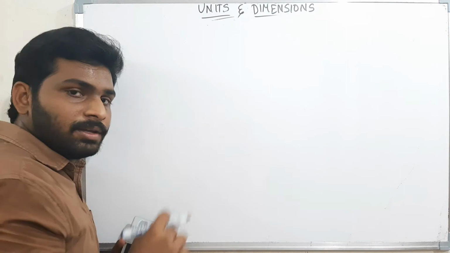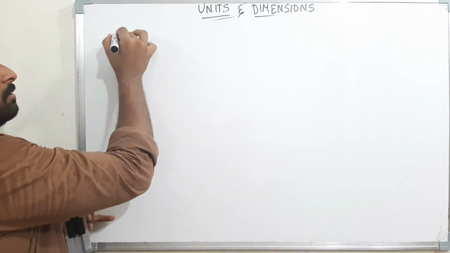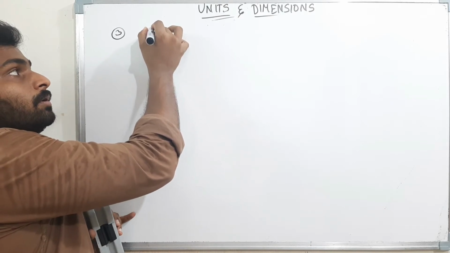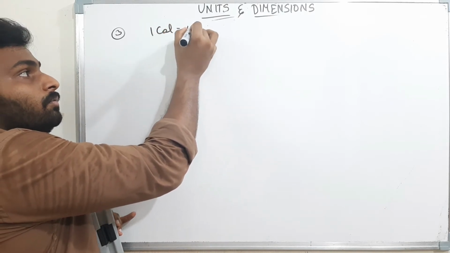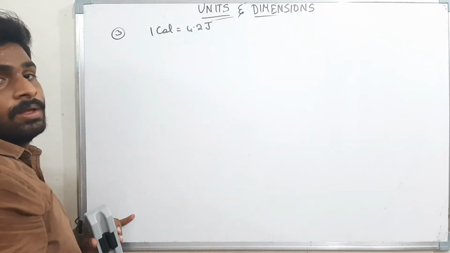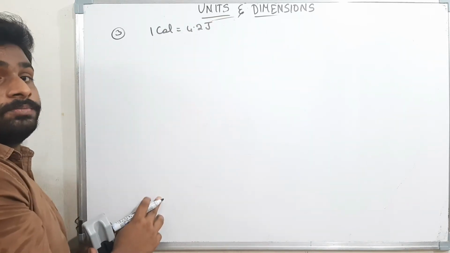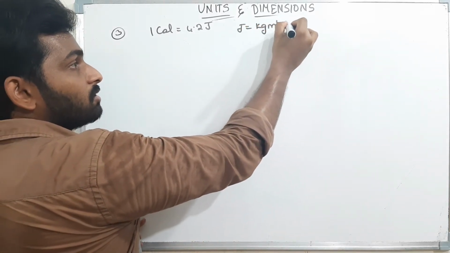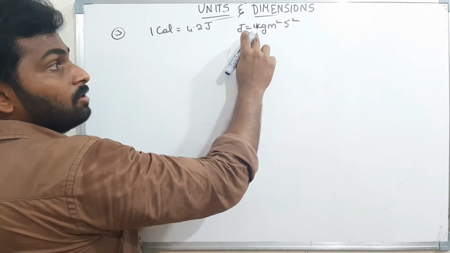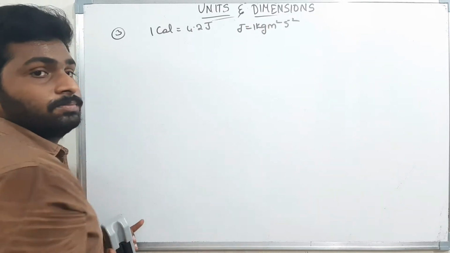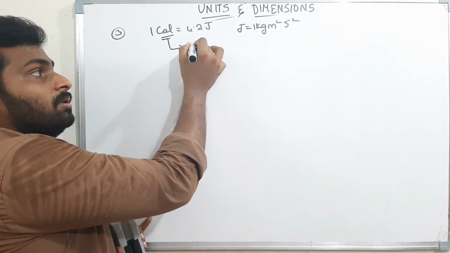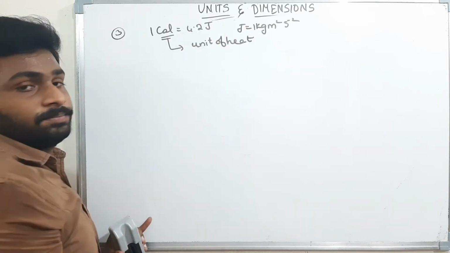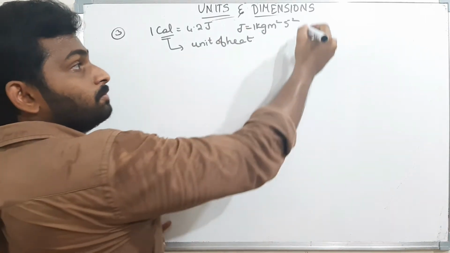Now this will be a little bit tricky. Please try to understand. One calorie is equal to 4.2 joules. And 1 joule is equal to 1 kg meter square S minus 2. Where 1 calorie is nothing but the unit of heat.